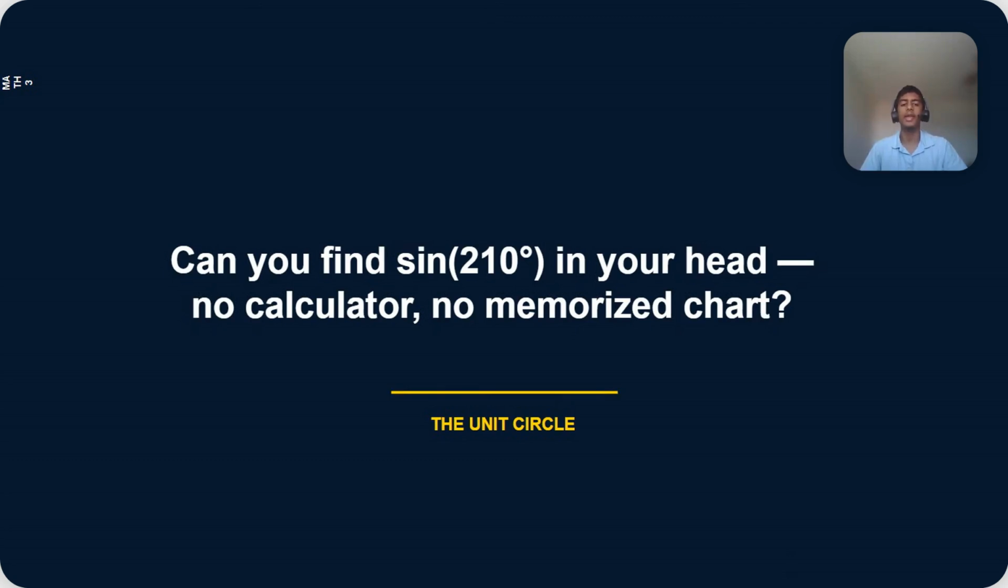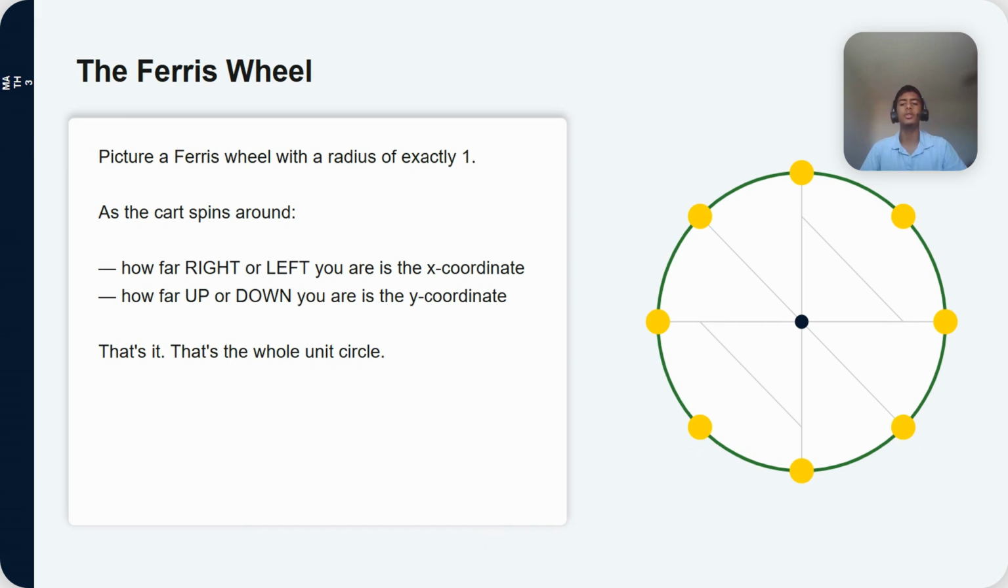So here's the thing about the unit circle that most explanations get wrong. They hand you a chart of 30 numbers and tell you to memorize it. By the end of this video, you're going to be able to find sine 210 in about 3 seconds without memorizing a single decimal. Today we're doing the unit circle, and I'm going to show you the part that everyone gets wrong.